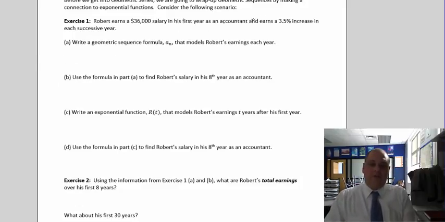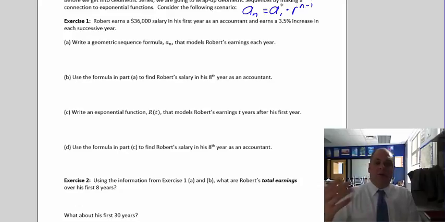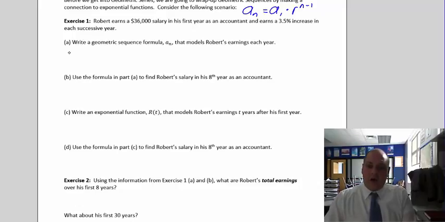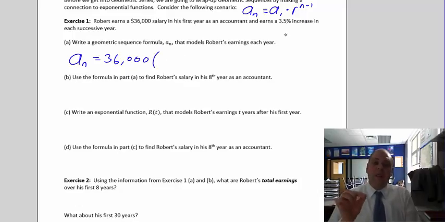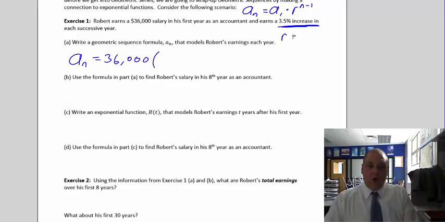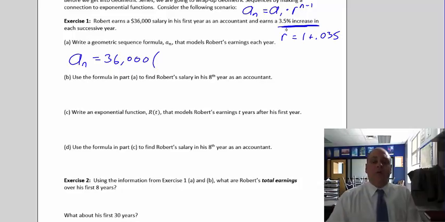So let's recall the formula: A sub n equals A sub 1 times r to the n minus 1 power. And again, we talked about why it's r to the n minus 1. All right, so let's go A sub n here. It's going to equal A sub 1, which is 36,000, and then times r. Now, r is the rate of increase. But since it's an increase, we have to add 1 to it. So r is going to be 1 plus 0.035. Okay, 0.035 is 3.5%.